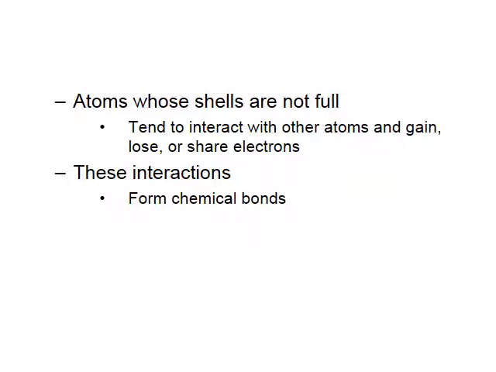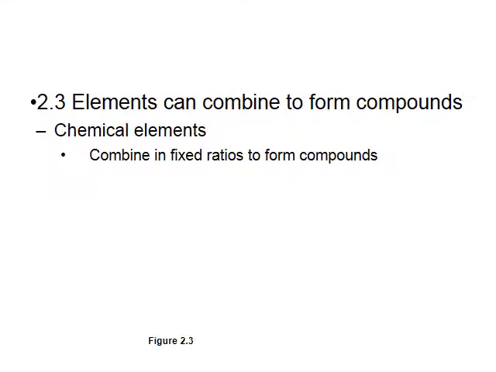And if the shells are full, then they don't want to play. But if they are missing one, or if they have an extra, then they will want to form chemical bonds. Elements can combine to form chemical bonds, and they're going to form in fixed ratios, and that is going to be because, again, of these electrons. If they need one electron, they're going to get together with something that has one extra electron, and then both of the ions will have complete shells and they will be happy. Live happily ever after.